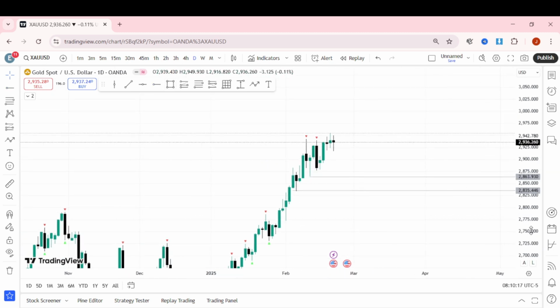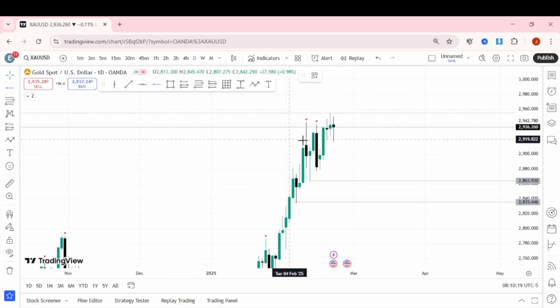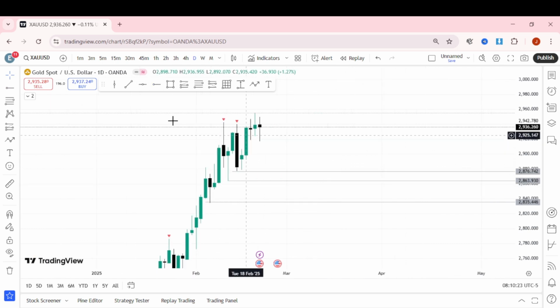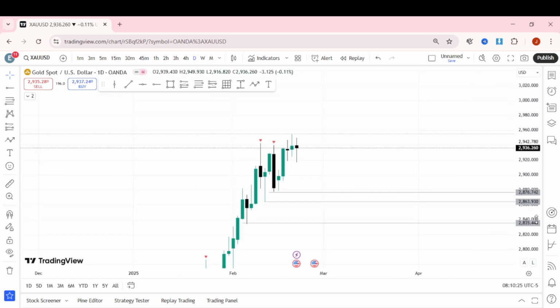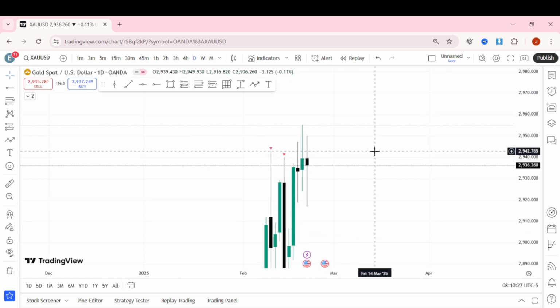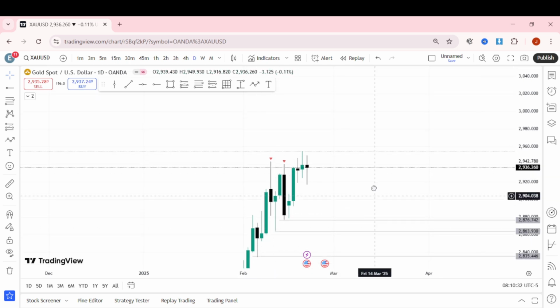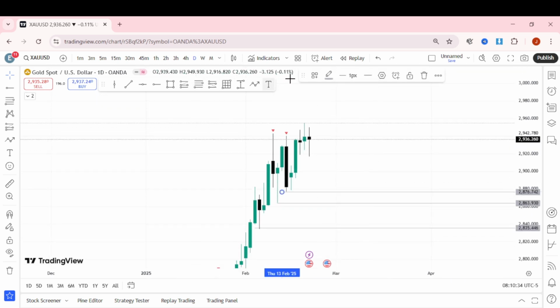So some people might think that this is a low as well, but no, this isn't a low. Why? Because this high is under this high, so this is just a single range. Okay, so this isn't a valid low. So let's draw a structure right here.